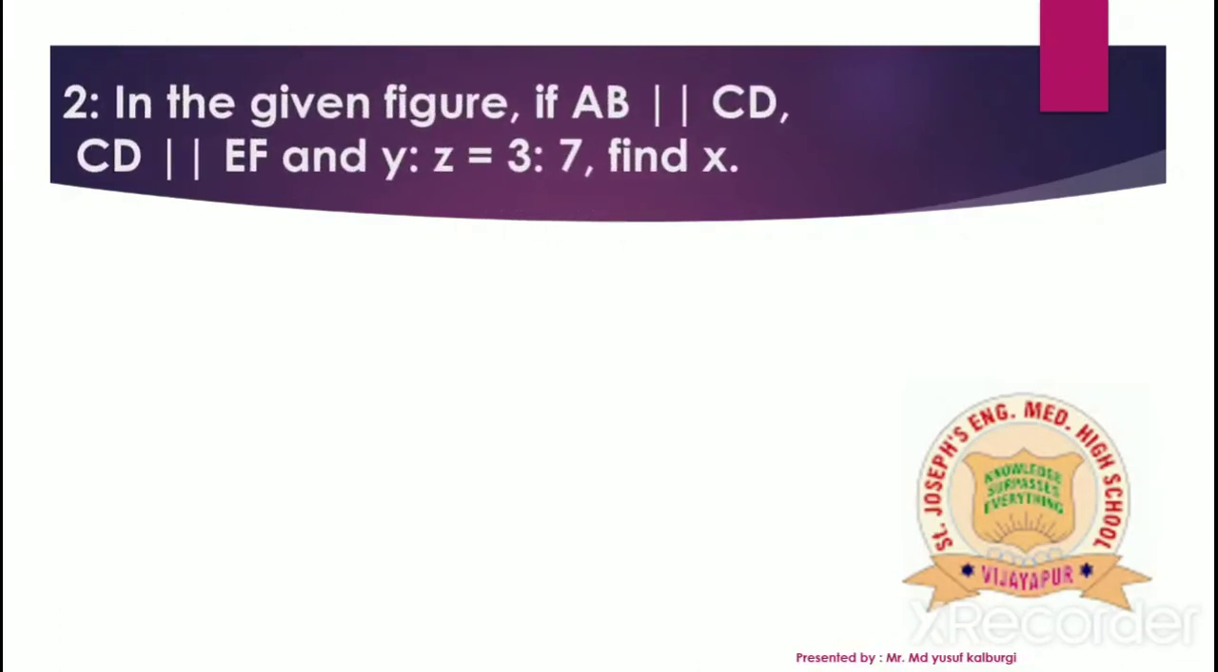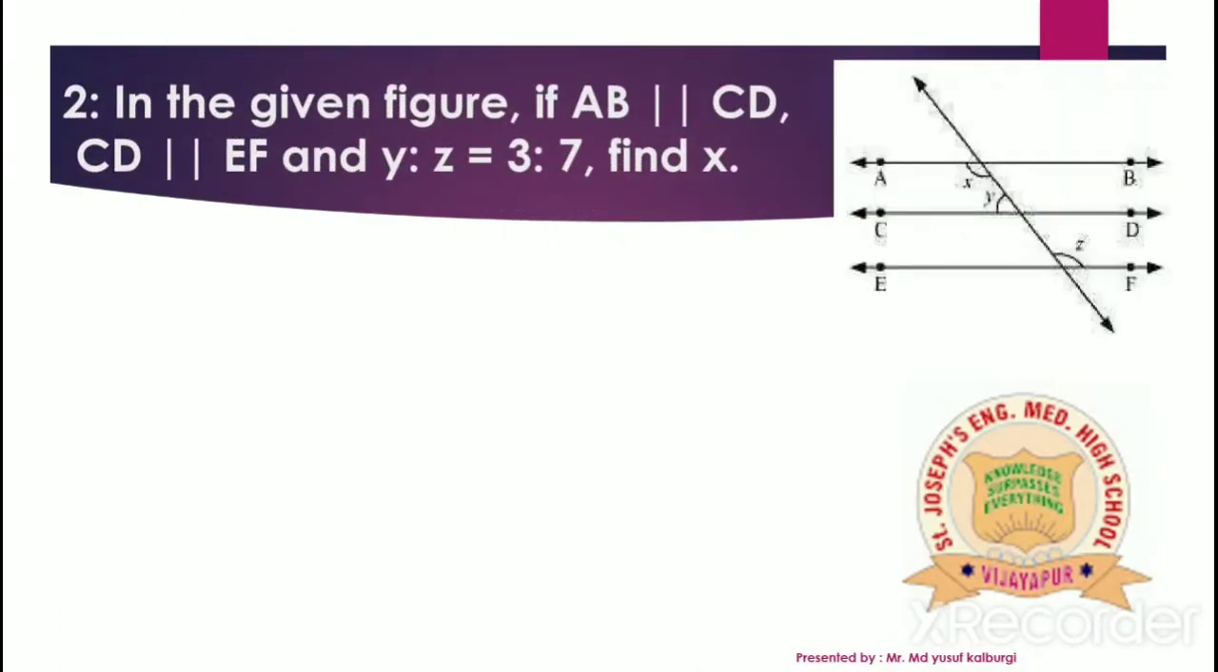So the next question is: in the given figure, if AB is parallel to CD and CD is parallel to EF, and also they have given y is to z equal to 3 is to 7. That means they have given the angle ratio. They are not angles, but they have given the angle ratio. Now we have to find the value of x. So how to find it?